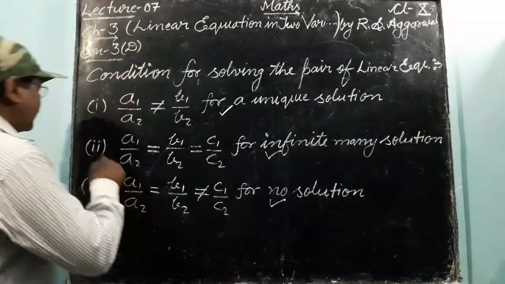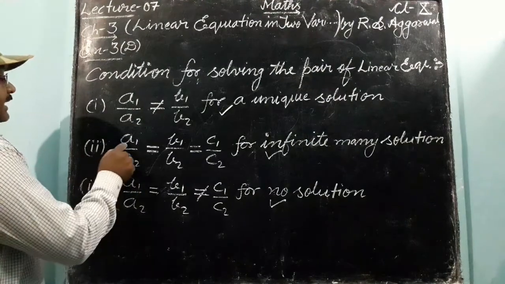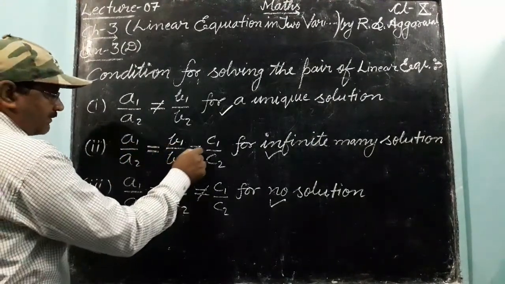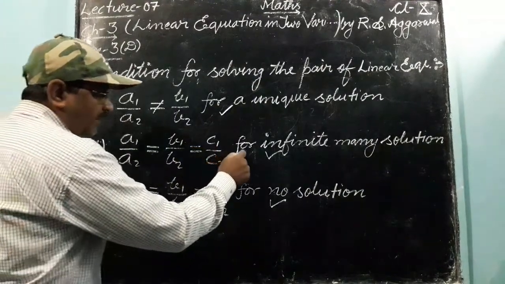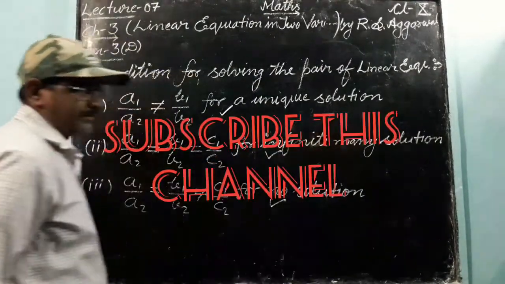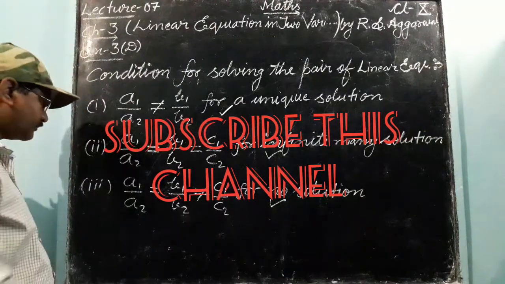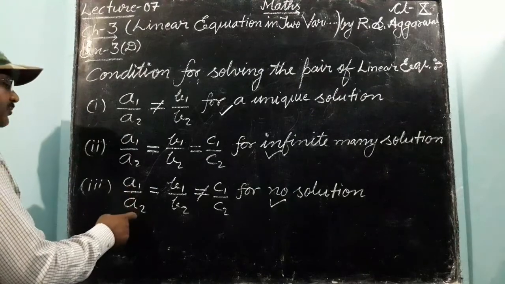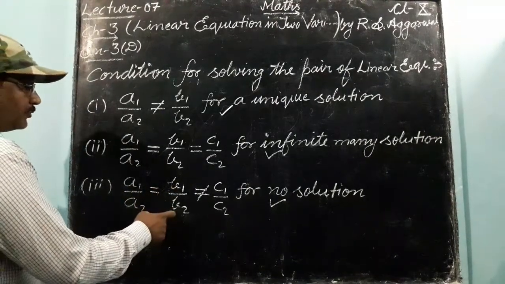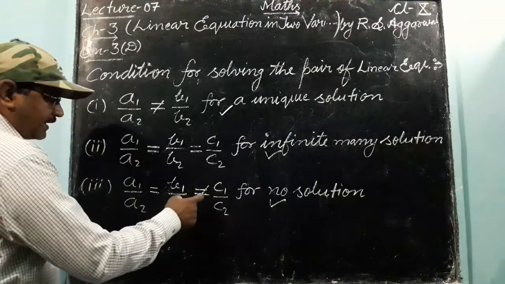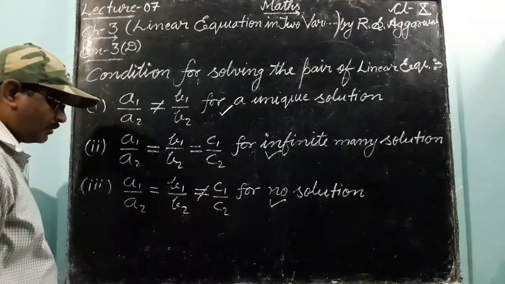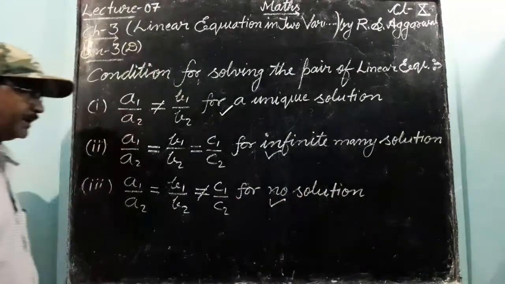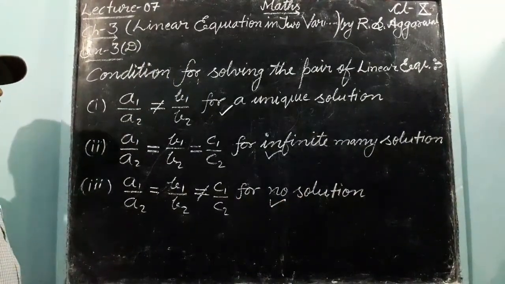Clear? Now the second condition: a1 upon a2 is equal to b1 upon b2 is equal to c1 upon c2. That is for infinitely many solutions. The third condition: a1 upon a2 is equal to b1 upon b2, but that is not equal to c1 upon c2. That is the condition for no solution. In such a case there will be no solution.